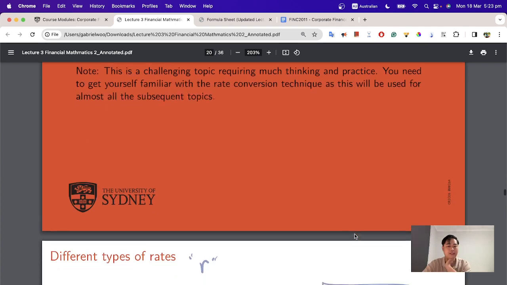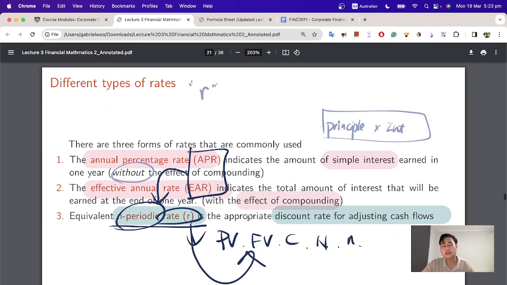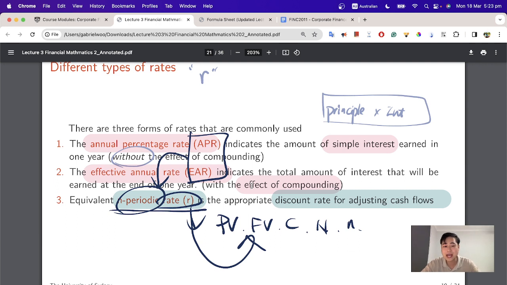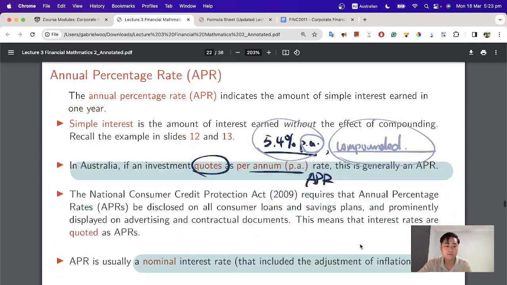Power of compounding. Variation of rates. So this is something to know of. There are different types of rates. There are the APR, the annual percentage rates. This is the amount of simple interest earned without taking into account the effects of compounding. There is EAR, which is the total amount, which includes compounding. So usually things are quoted in APRs. However, the compounding effects are not taken into account. And then we have the equivalent period rate, or R. This is the appropriate discount rate we use for calculating PV, future value, capital N's, and little n's.